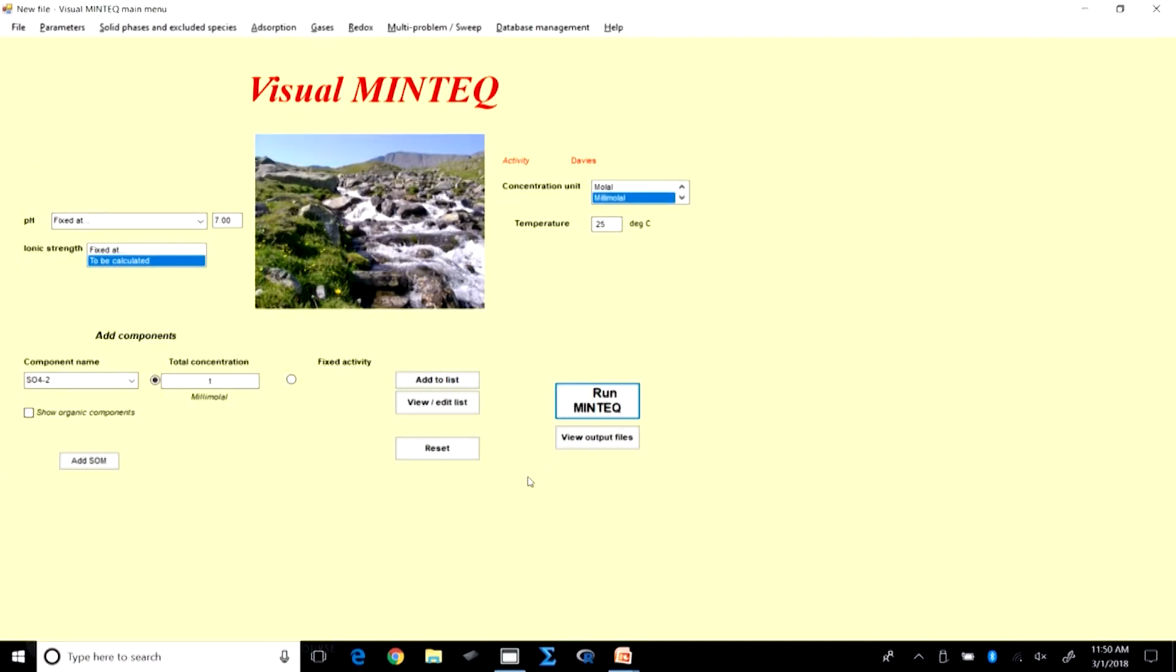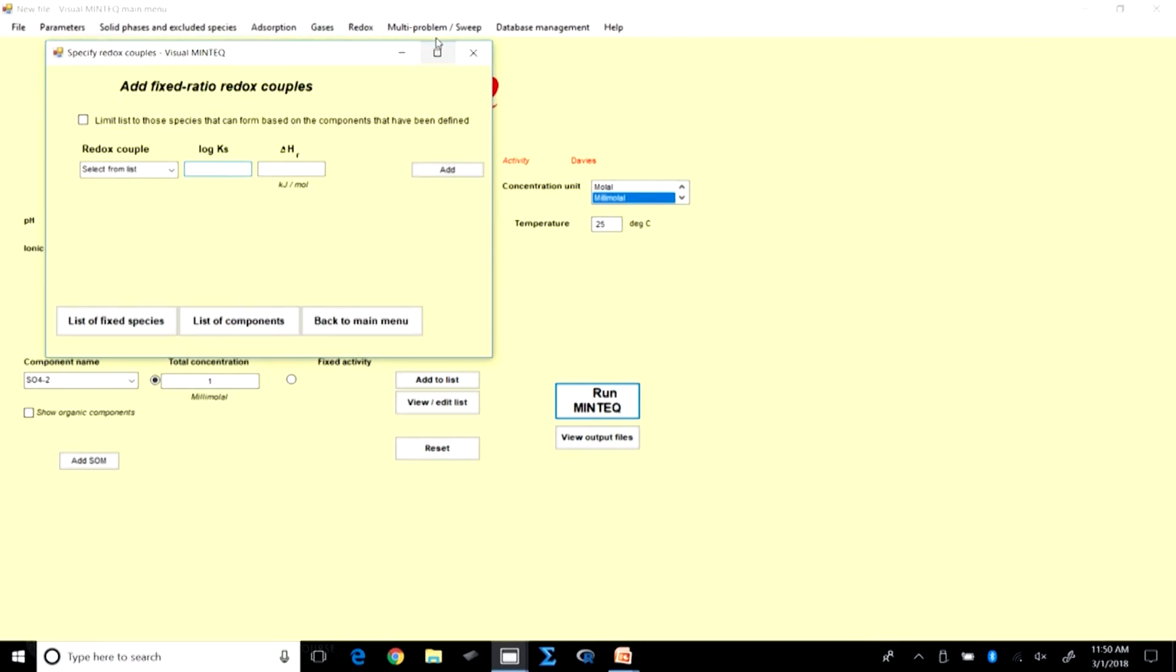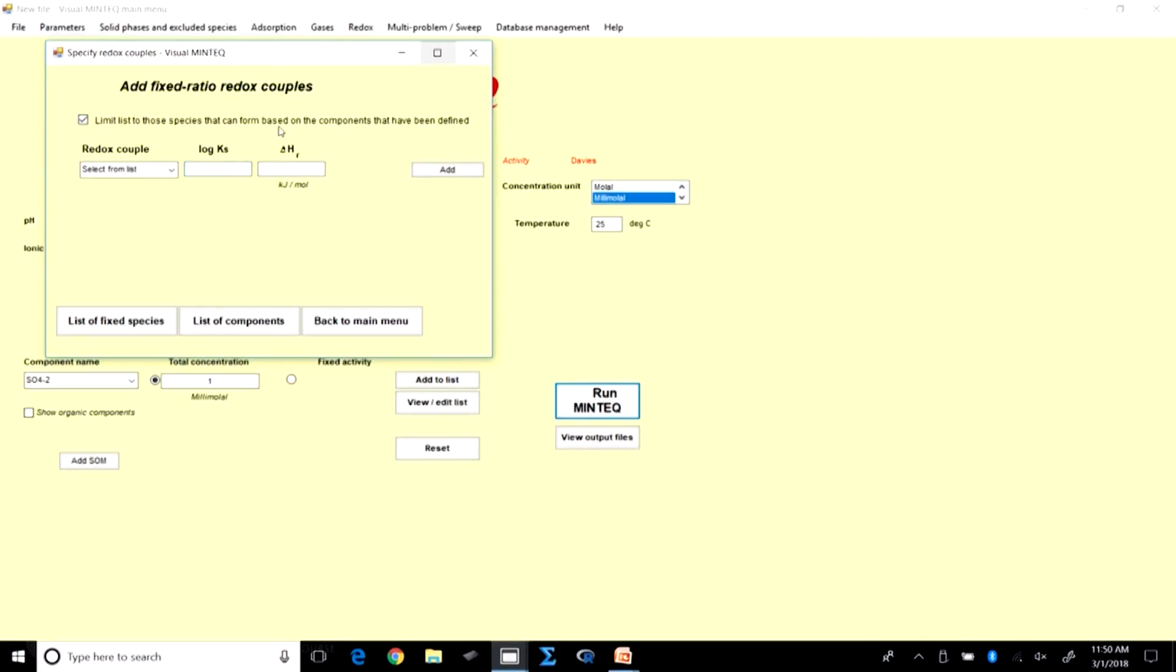So I'm going to go back to Visual MINTEQ, with pH fixed at 7. Here I need to specify the redox couple. We have looked at how to solve it by hand, where I need to plug that in and get the relevant pe value, but I can also use Visual MINTEQ to get that. For that I need to specify the relevant redox couples. Here the redox couple is with respect to Fe2+ and Fe3+, so that's what I'm going to have. I'm going to ask the system to limit to those couples based on the components that I have, so it's only going to be Fe2+ and Fe3+, and I'm going to add that to the list.